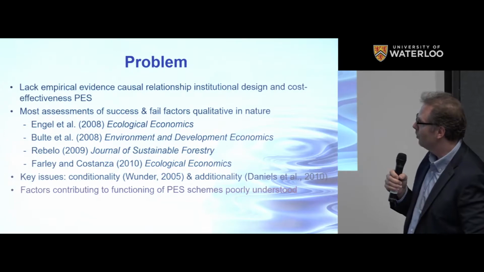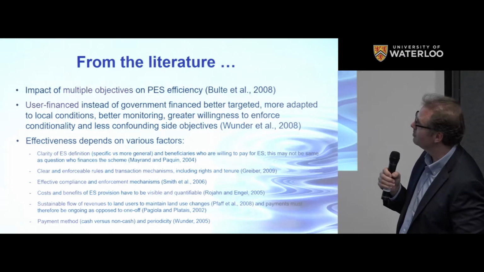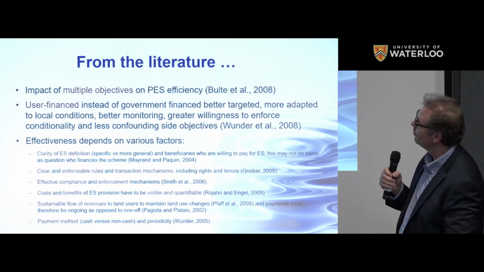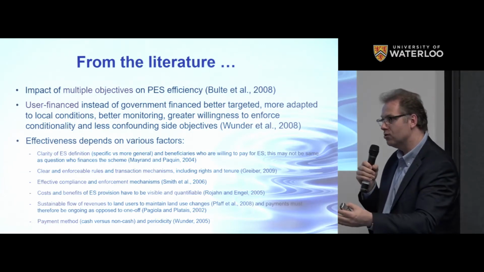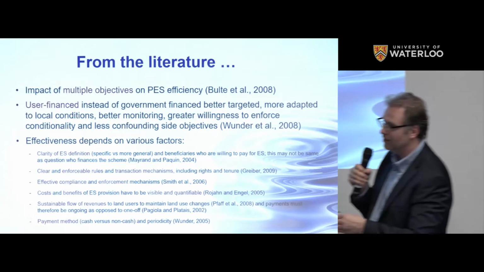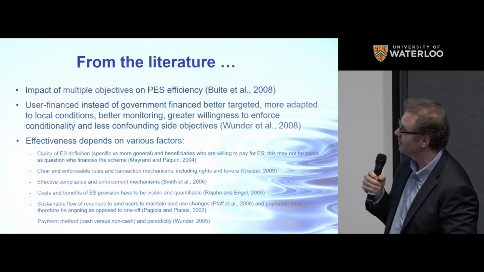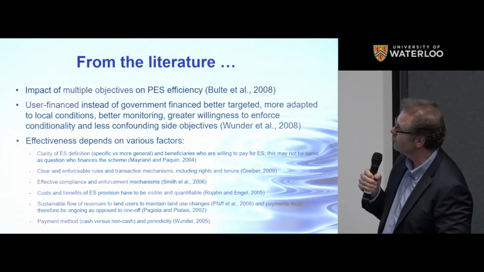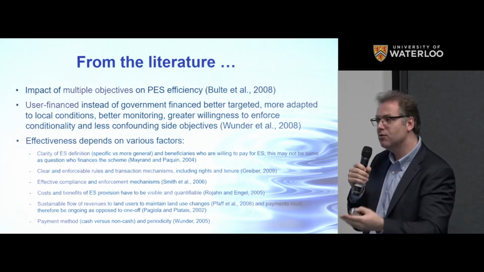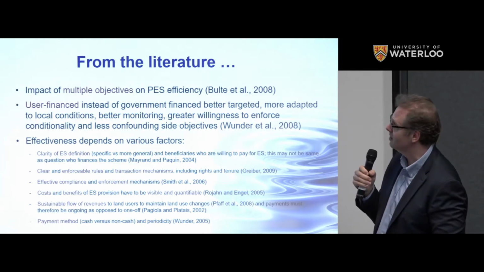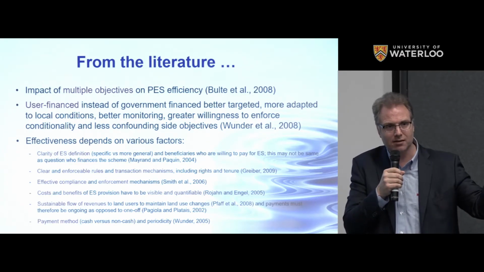So back to the issue, what exactly are the factors that define the functioning of these PES schemes? There's been some literature on the fact that these PES schemes often have multiple objectives. They don't just want to conserve nature, they also want to alleviate poverty. So a lot of these schemes are found in developing countries where they have multiple objectives at the same time. There's a distinction between user and government-financed schemes, and these user-financed schemes have been found to be more effective than government-financed schemes. User-finance being, for example, a hydropower plant downstream compensating landowners upstream.